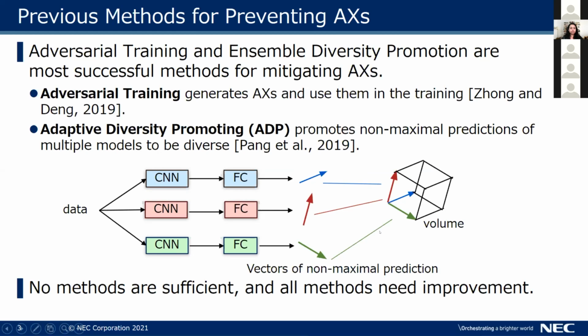The figure sketches the ADP method. The ADP trains multiple models with a regularizer that makes a volume spanned by vectors of the maximal predictions of each model large. So this regularizer promotes the diversity of the maximal predictions. The ADP method makes it hard to perturb an input that increases any specific non-maximal predictions of different models simultaneously, and thus makes the model robust against AX. However, neither adversarial training nor ADP is sufficient yet, and more improvement is necessary.